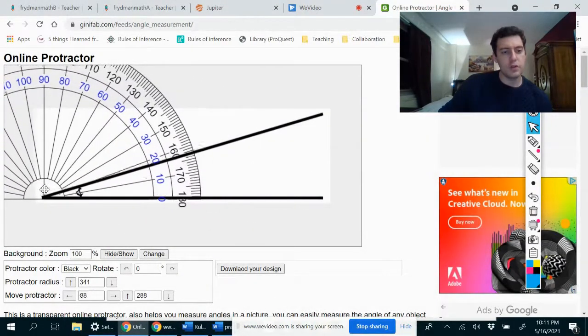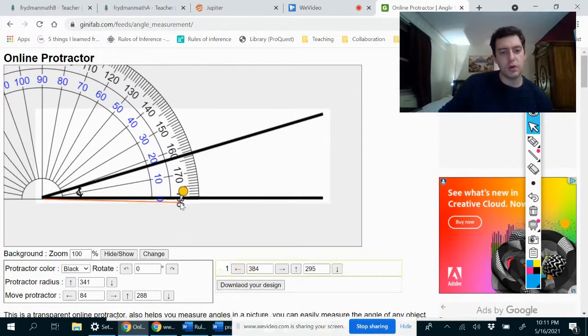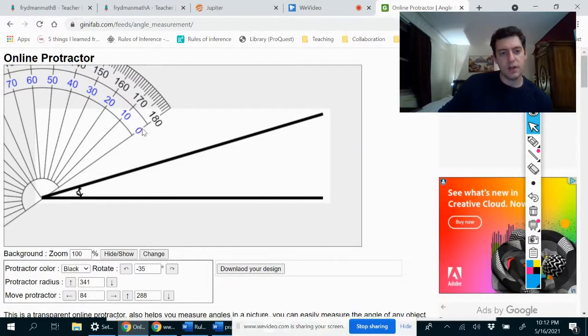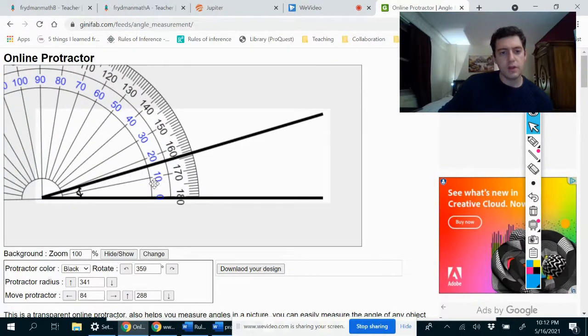So I'll move this over to here. And then I also want to make sure that this 0 here is lined up with one of these lines, okay? So there we go. And now to measure the angle, I'm going to follow the set of numbers that starts with 0 up to this other line over here. And I see that this is 10, and this is 20. Remember, I'm using this set of numbers. So this would be 10 over here. We can see that it's somewhere between 10 and 20.